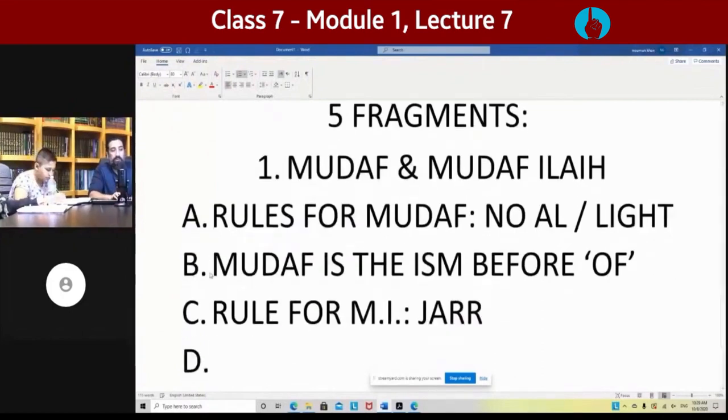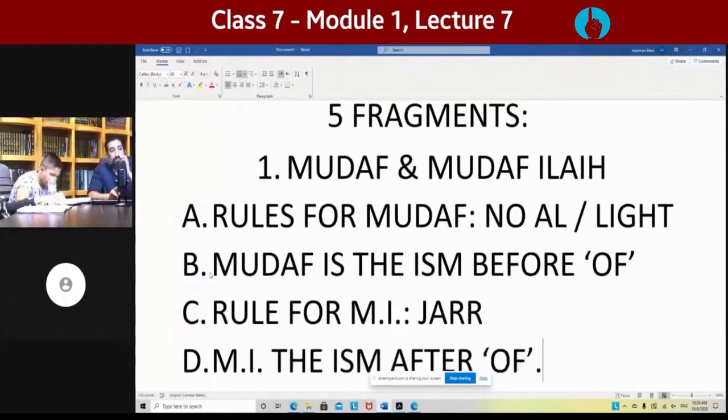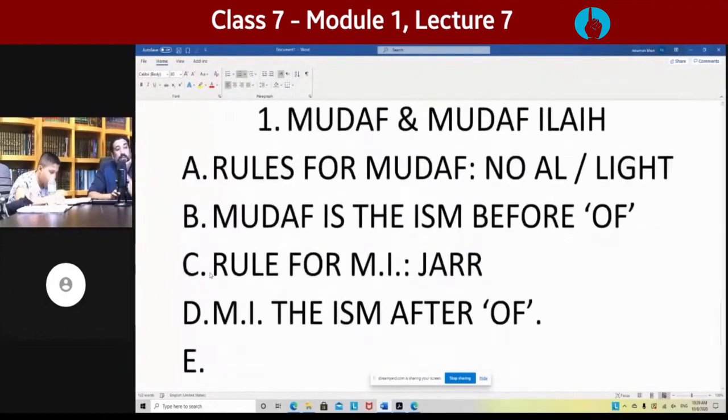And what's the definition? Mudaf ilayh is what? The word after "of." The ism, yeah, after "of." Can anything come in between them? No, no long distance.